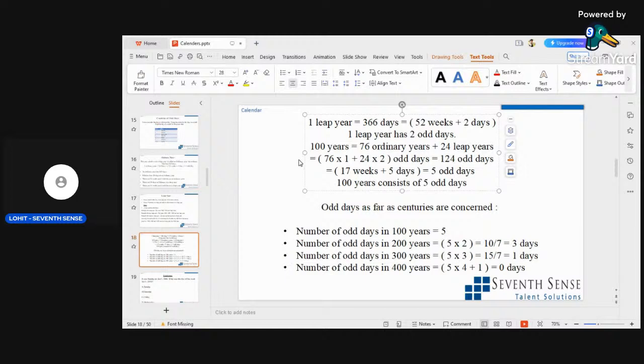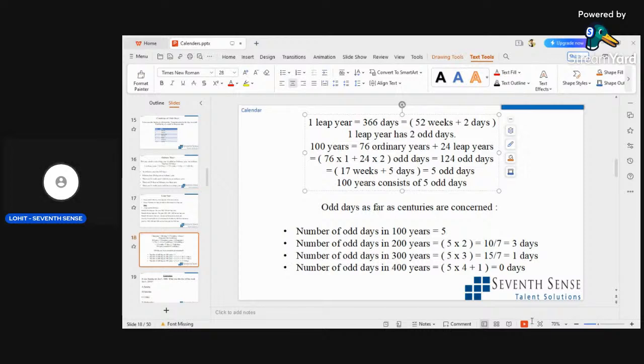Why have I written 100 years is equal to 76 ordinary years and 24 leap years? In 100 years, how many total years are we having? 100 years, right? So in those 100 years, some of them will be leap years and the rest will be ordinary years. How are we going to calculate how many ordinary years and how many leap years there are? You're going to divide 100 by 4. So what are you going to get? You're going to get the answer as 25.